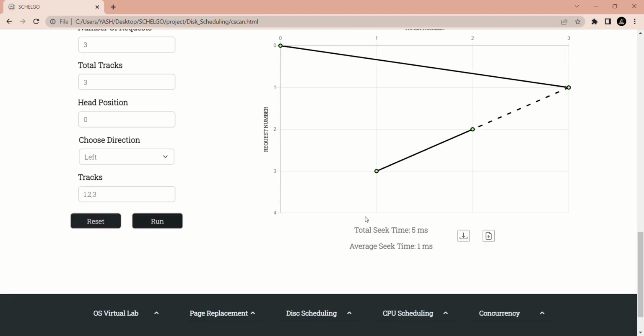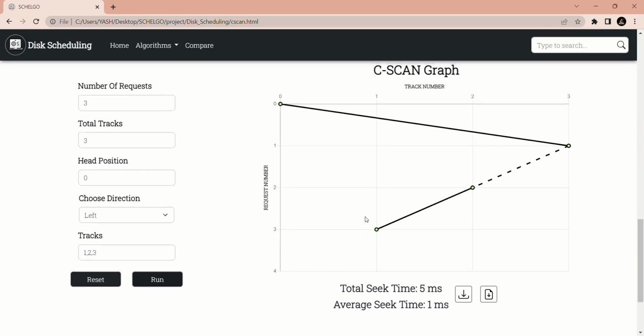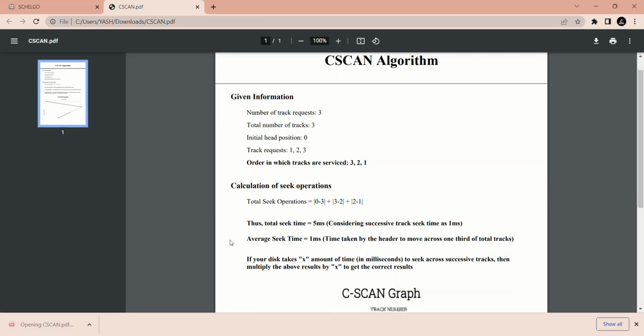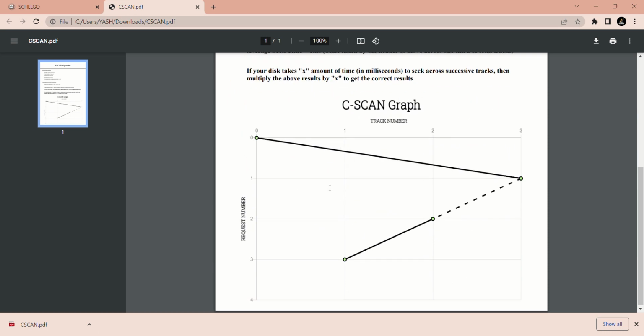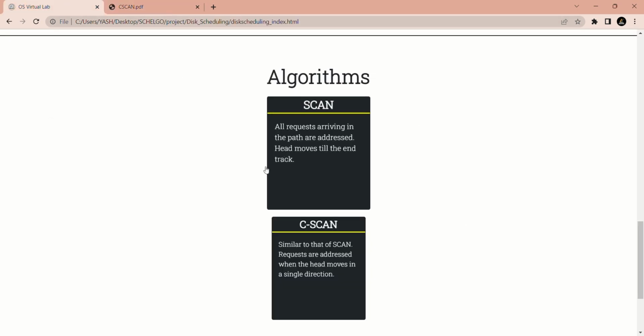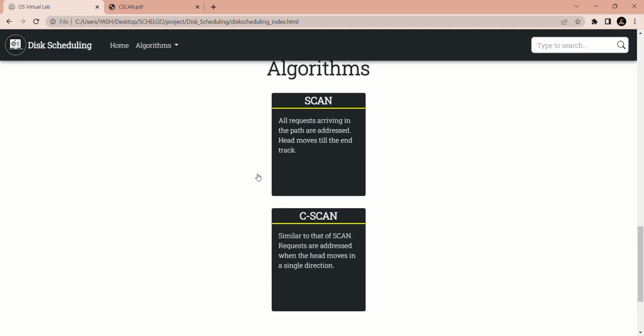So we get a chart here, and the total seek time here is 5 milliseconds, and the average seek time is 1 millisecond. We also have the option to download the image, as well as form a PDF of this. For the PDF, as you can see, we have the values that we inputted. The only difference between SCAN and C-SCAN is that in SCAN we can take both directions, forwards and backward, while in C-SCAN it can only move in one direction.